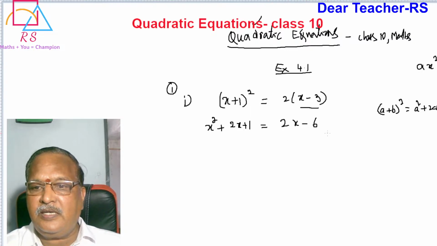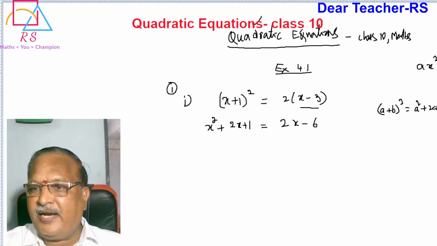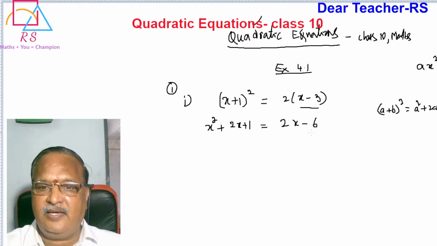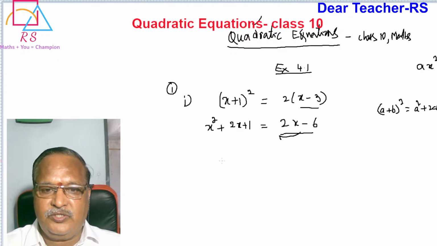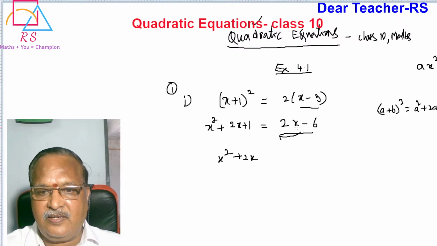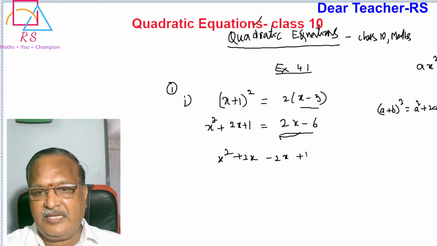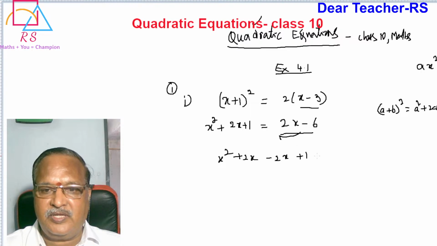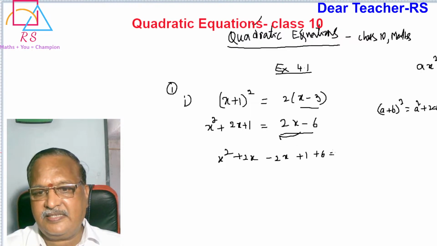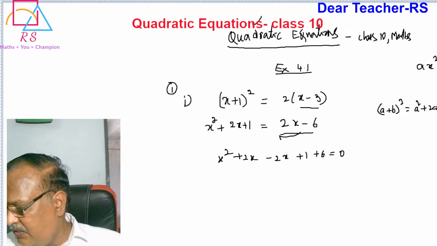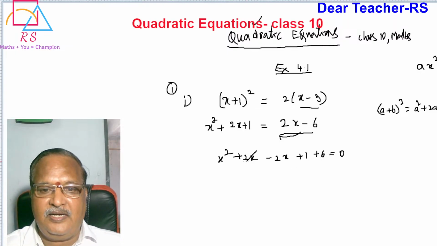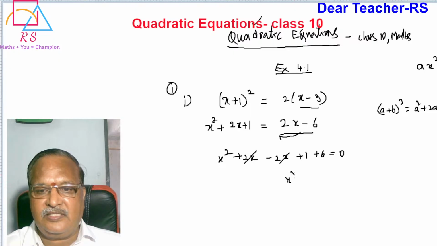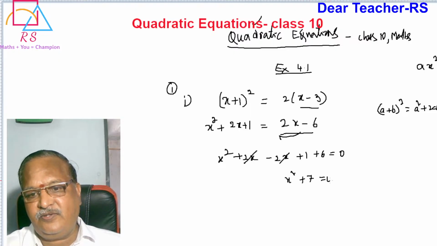Now this is the right hand side; in the standard form there is zero, no term is needed there. So we have to bring these terms to the left hand side. So x square plus 2x, right hand side also 2x is there. Let us bring the minus 2x, plus 1 minus 6. If it comes to the left hand side, it will become plus 6 is equal to 0. Okay, very good. And 2x will get cancelled. x square plus 7 is equal to 0.